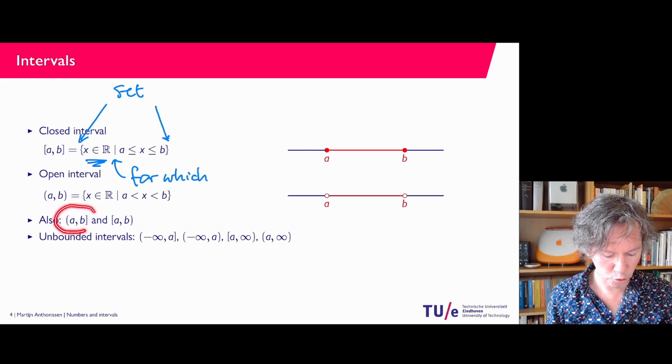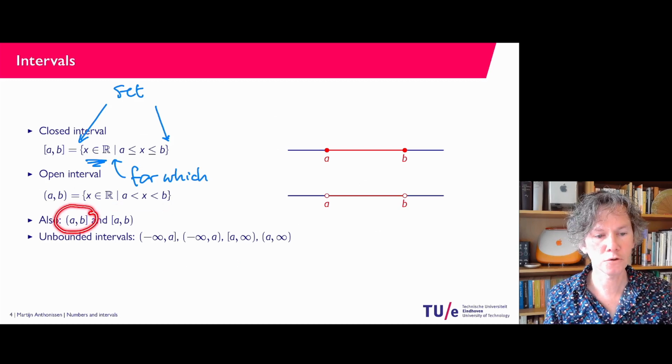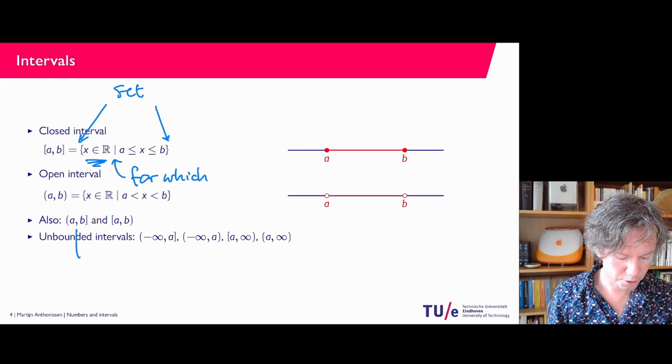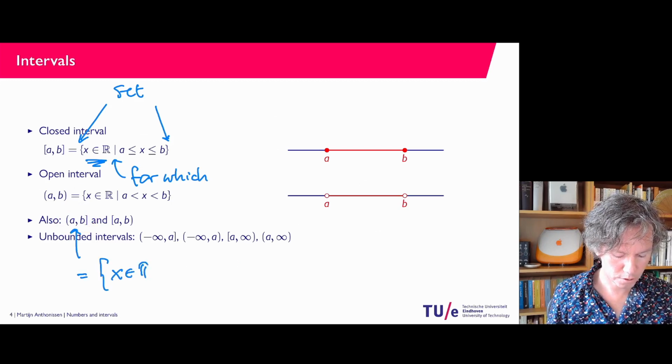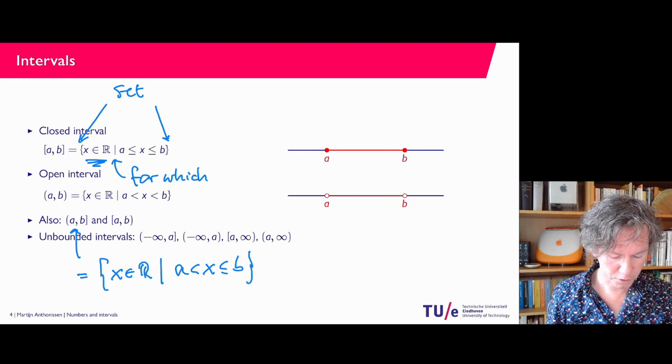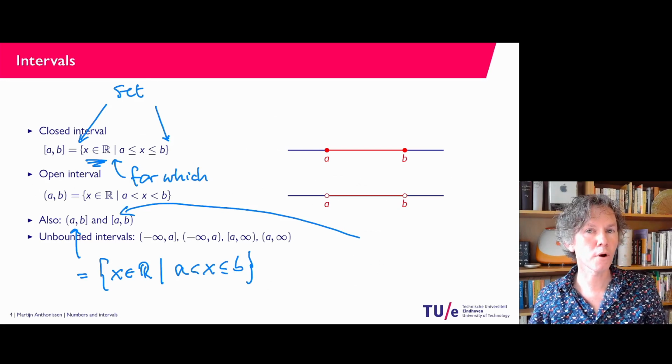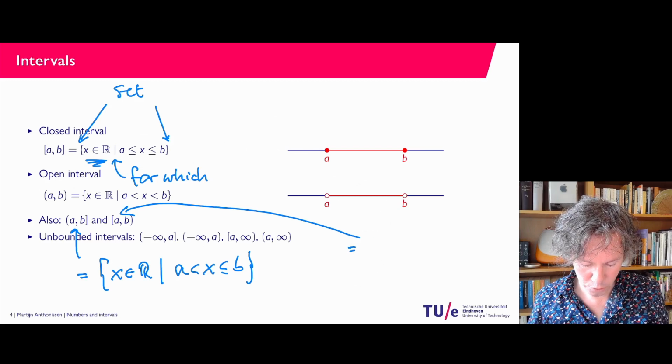So similarly, you can also talk about half open or half closed intervals. So this means that a is not in the set and b is. So if you like, this here is the set of every real number x for which a is less than x is less or equal to b. And similarly, this collection here. So now you see that the square bracket is with the a. So this equals every real number for which a is less or equal to x is less than b.